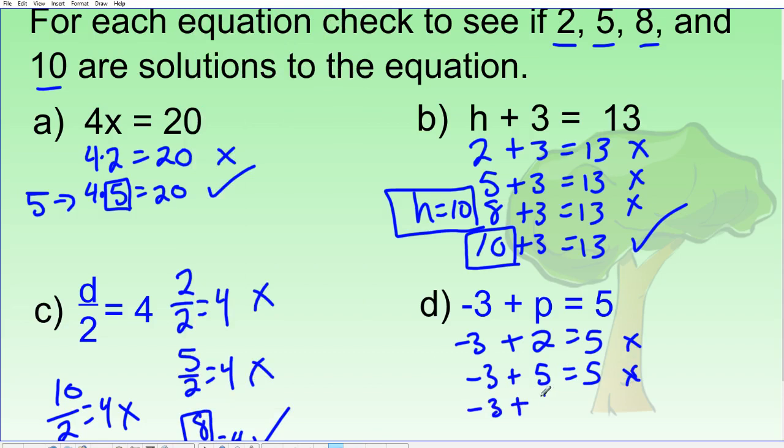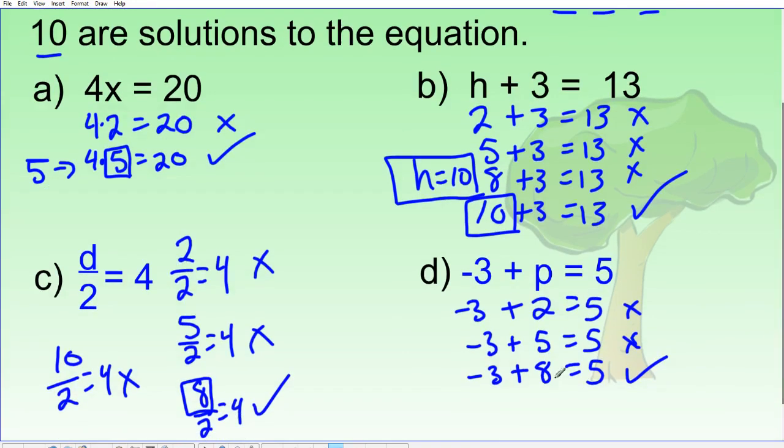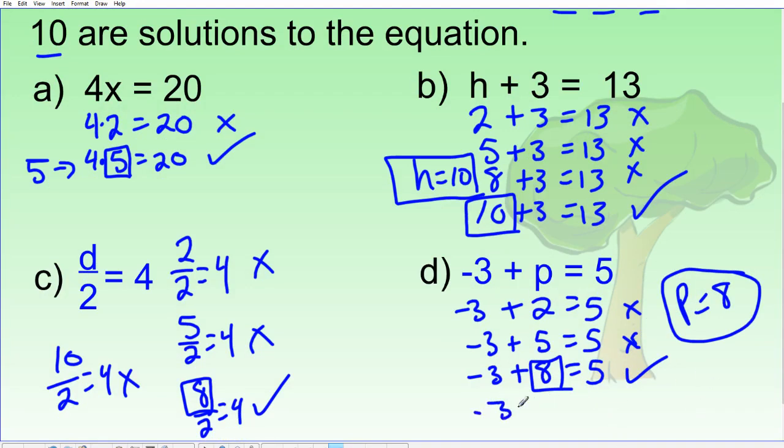Negative 3 plus 8 equals 5? Yes. Negative 3 plus 8 does equal 5. So the solution here is when p equals 8, that makes this equation true. That's the only one that would work. If I plug in the 10, it's not going to work. Okay? So this is just checking your answer.